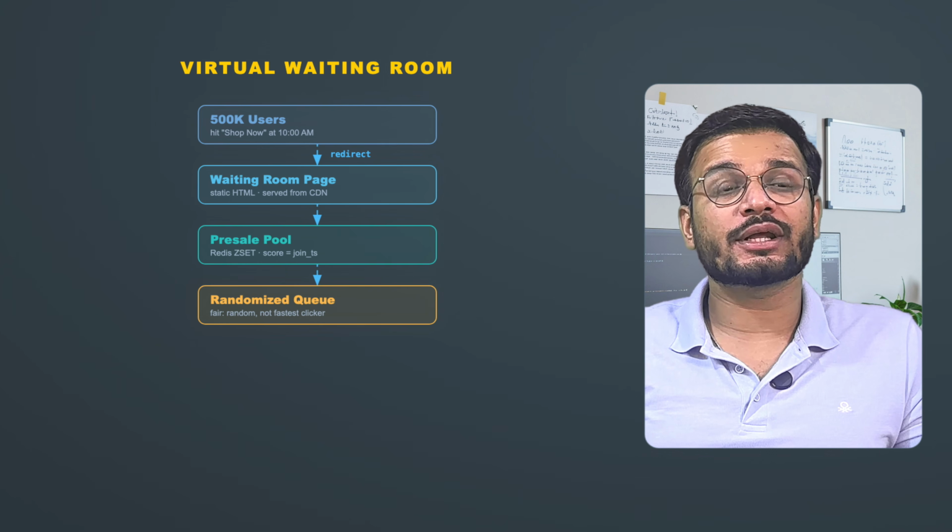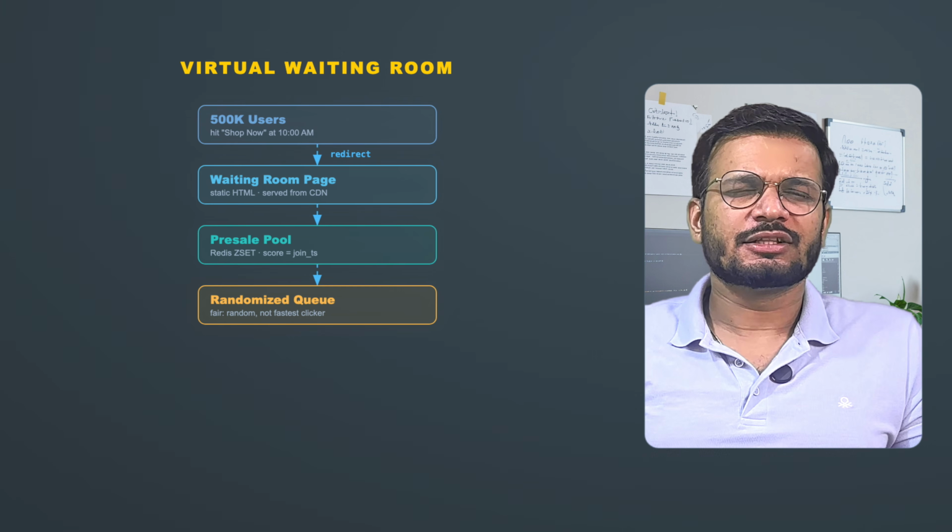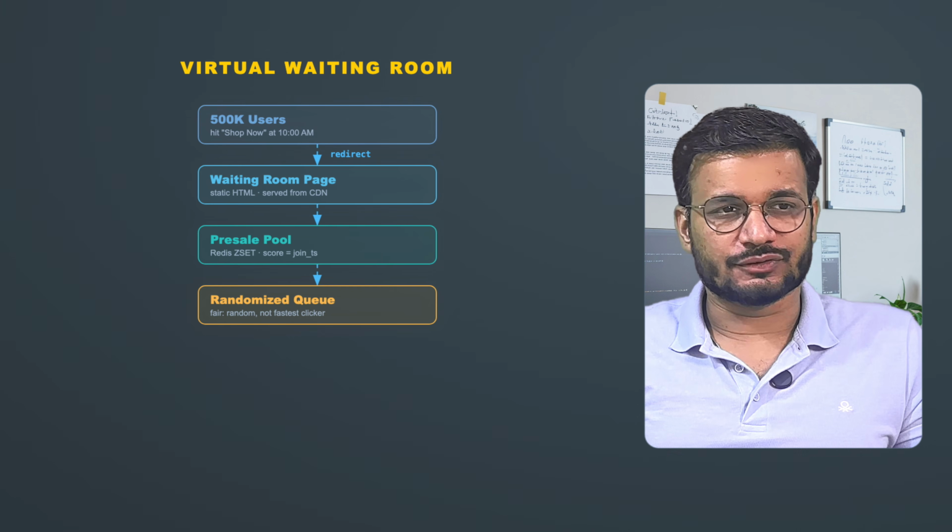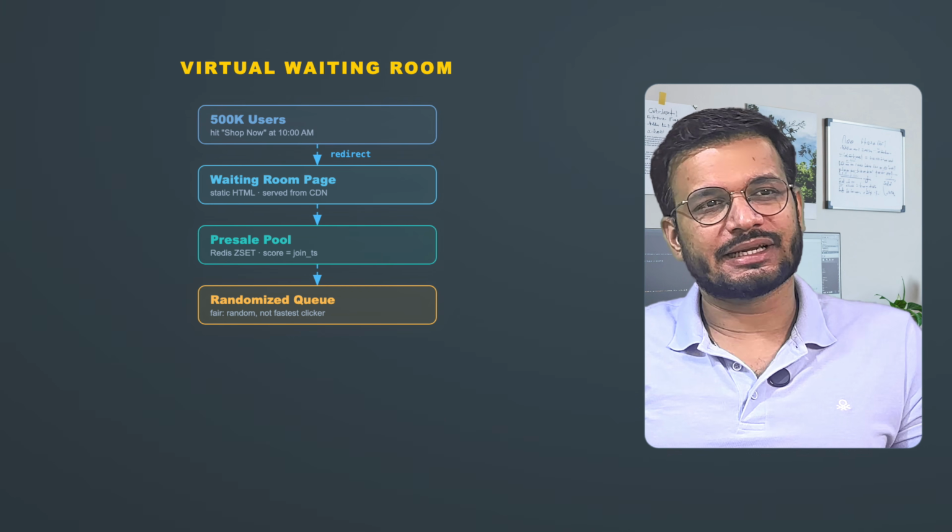Now, users who join after the sales open get a queue position based on the join time. This is strictly first come, first served. How do we implement it?